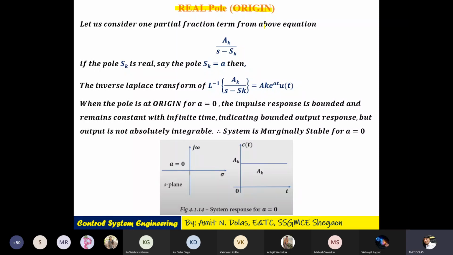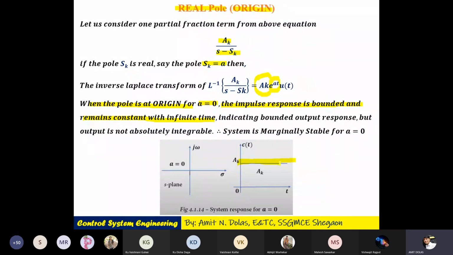अभी तक हमने देखा it is less than 0, greater than 0, but there might be of course the possibility that sk, that is a, is at origin, that is equal to 0. So when the pole is at origin, the impulse response is bounded and remains constant with infinity, because e raised to power 0 becomes 1. So the response will be a of k, it will be constant. So you will be getting constant output.